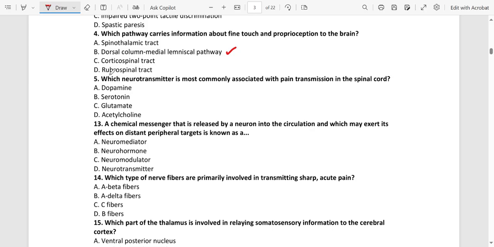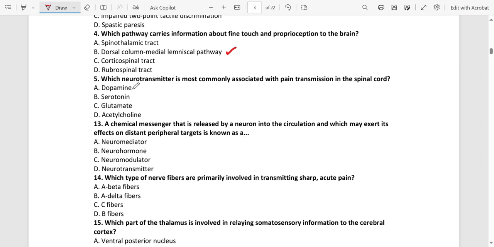The rubrospinal tract, this one is starting from the red nucleus, and this is in the brainstem coming down. And the function of the rubrospinal tract is basically for coordination of motor function.